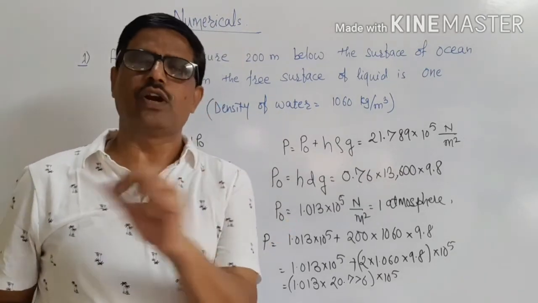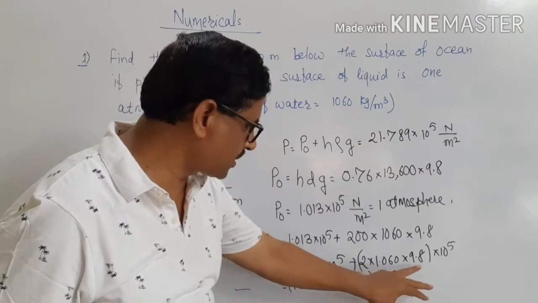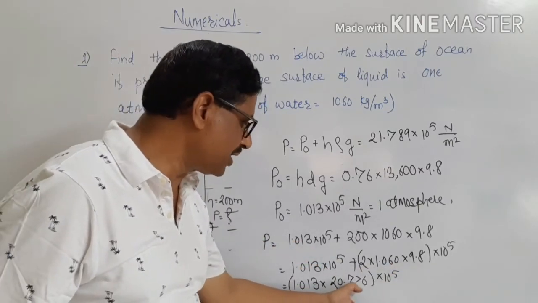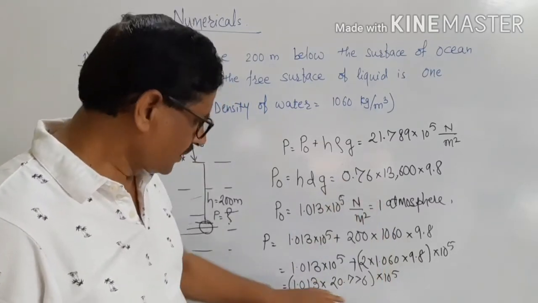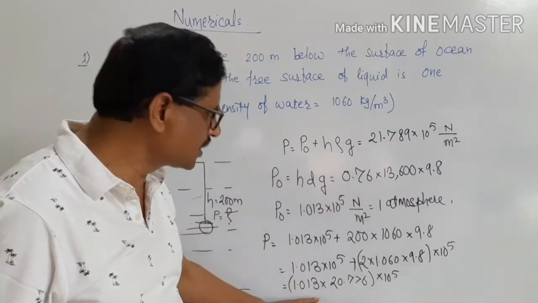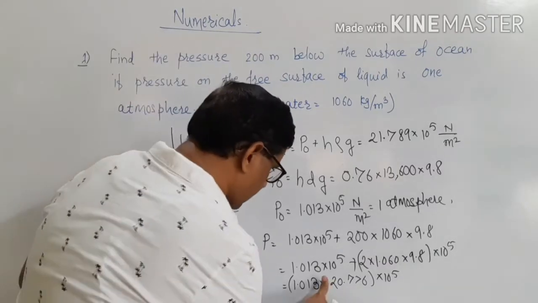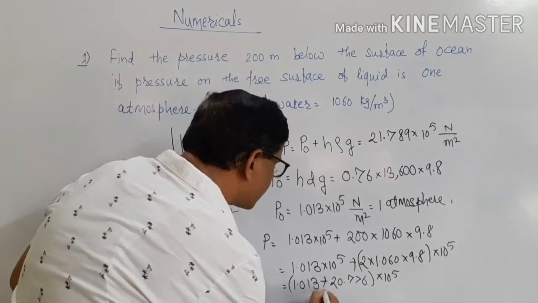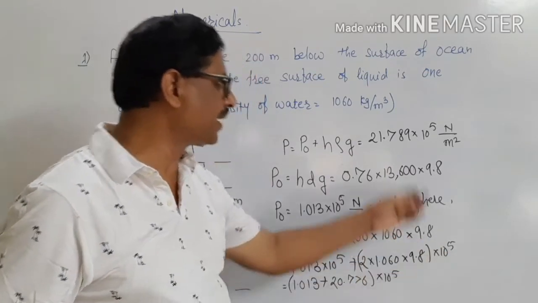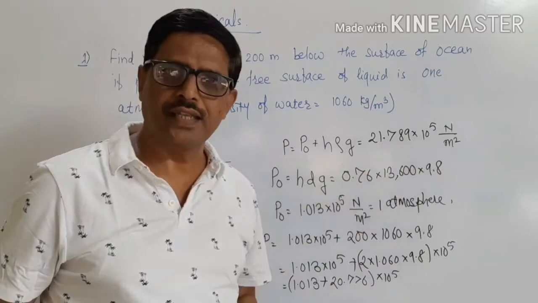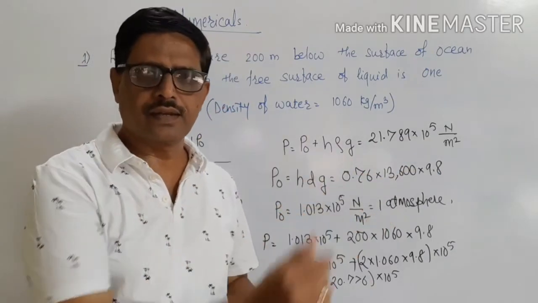Only thing that you have to do is that take a product of this, and it should be equal to 20.776. You have to check that, and thereafter it's a simple algebraic sum of the two, and 10 to the power of 5 is common, and then you will get the expected answer. Now we will go for the next numerical.